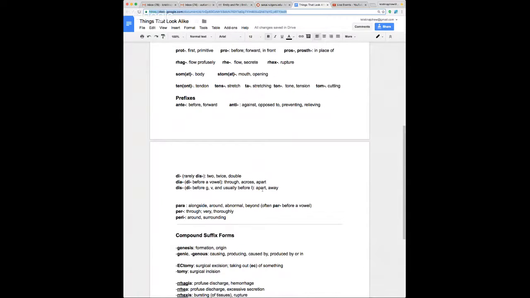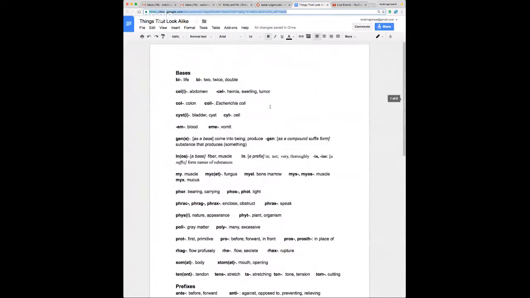That is because the prefixes and suffixes and bases that we're learning come from both Greek and Latin. And Greek and Latin have many grammatical similarities, but many, many more differences, and they have completely different vocabularies. So, for instance, this di that means twice or double is actually from Greek. Dia is from Greek, but dis is from Latin. Ante, meaning before or forward, is Latin. Anti, meaning against, is Greek. And so bi, meaning life, is Greek.